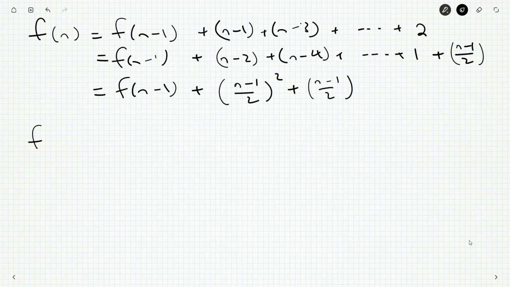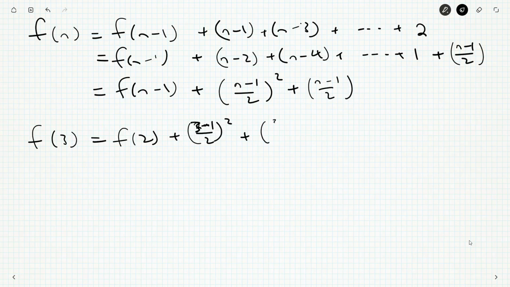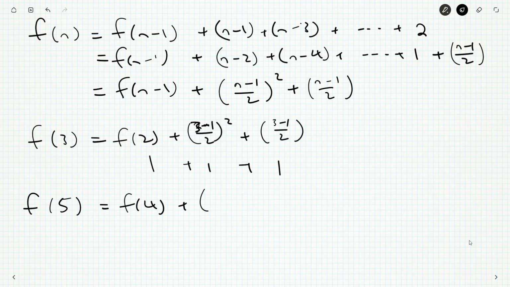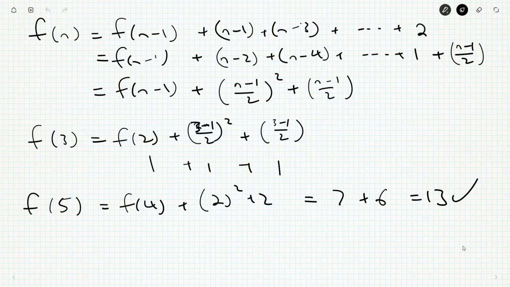And we can do a quick little double check. F of 3 is f of 2, which is 1, plus, wait, sorry, 3 minus 1 over 2 squared plus 3 minus 1 over 2. 1 squared plus 1. And it is 1 plus 1 plus 1. F of 5, we know that that's 13, and that's f of 4 plus 2 squared plus 2, and indeed it is. F of 4 was 7, and it's plus 6, which was 13. Okay, awesome. So, what have I shown?